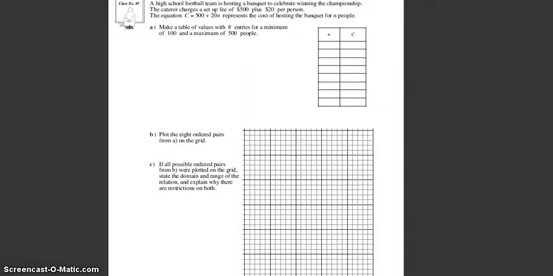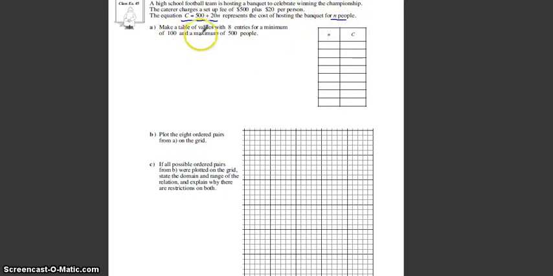Alright, here's our last example. A high school football team is hosting a banquet to celebrate the winning championship, and the caterer charges a setup fee of $500 plus $20 per person. This will be captured by this formula. In the future, we will know how to write this formula, but for now, you can just use it. So the cost is $500 plus $20 per person, where n represents the number of people.